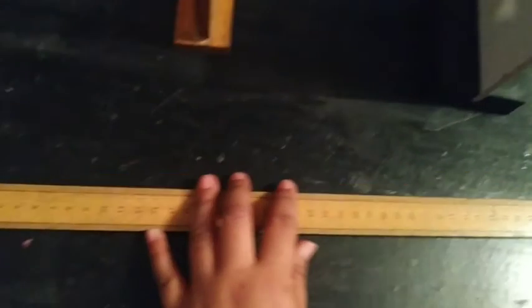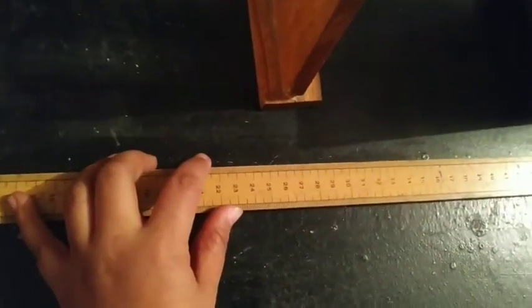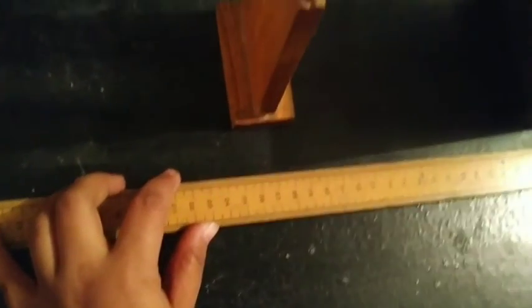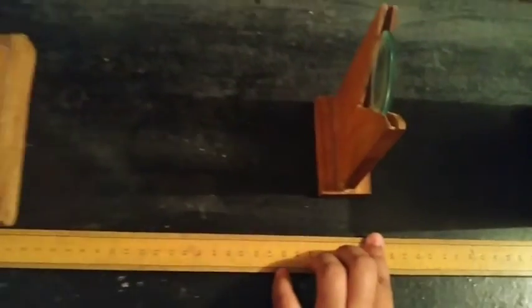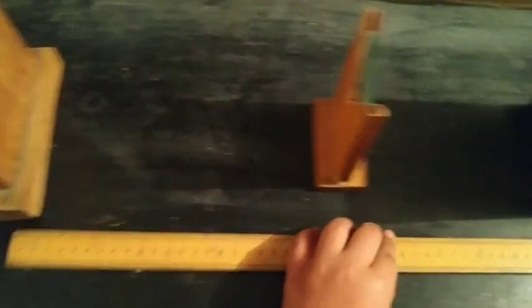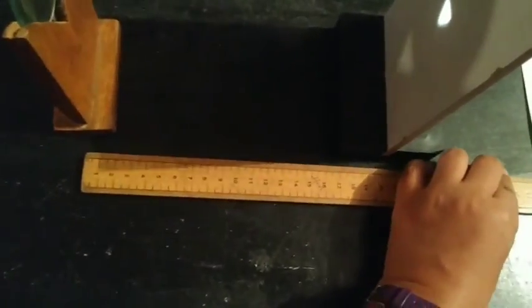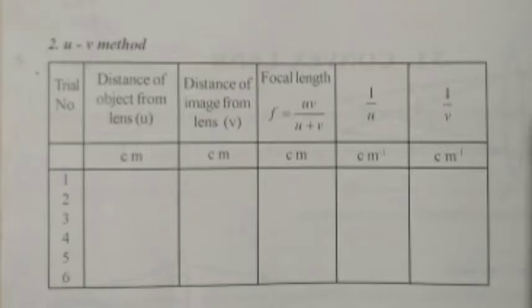Now the entire process is repeated for another object distance and the corresponding image distance is found out. Again, u, v, focal length, 1 by u and 1 by v are found out for different object distances.